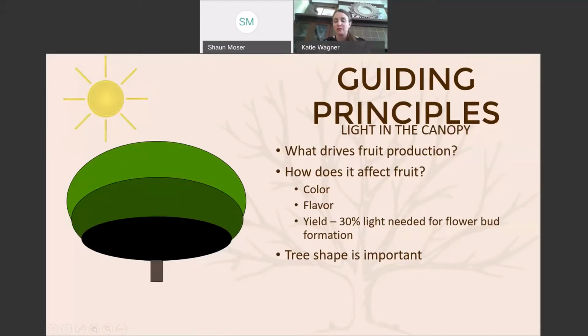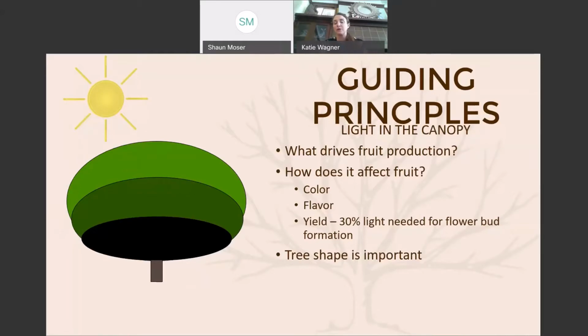So what we're trying to do when we prune fruit trees is break this up so that we have good light penetration, sun exposure all the way through the canopy of this tree. And so that's why we're shaping the tree the way that we are, is really to get that light exposure, okay? Again, you need 30% light for flower bud formation. And so the tree shape is really important.